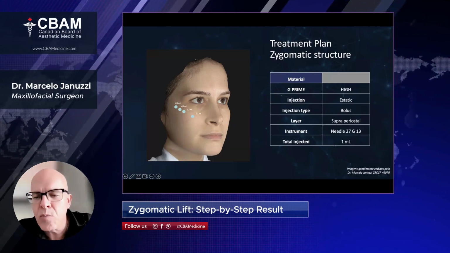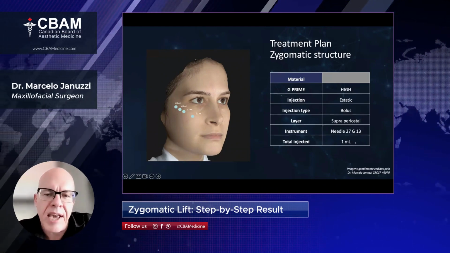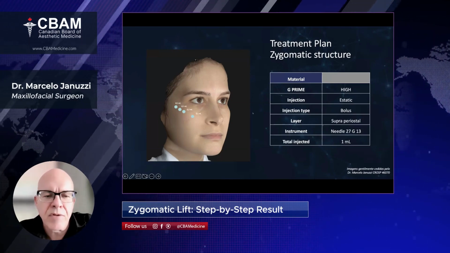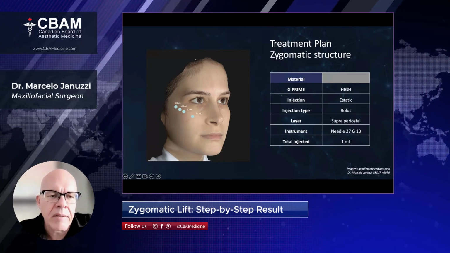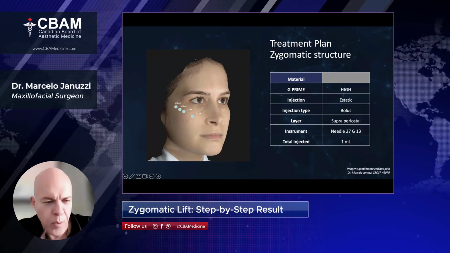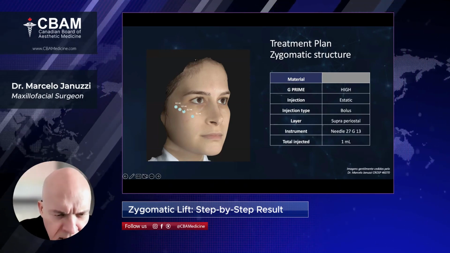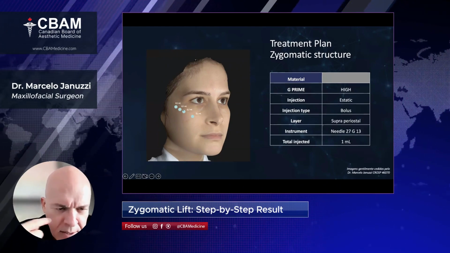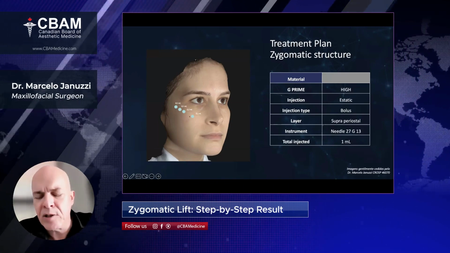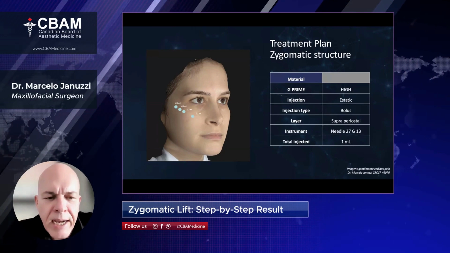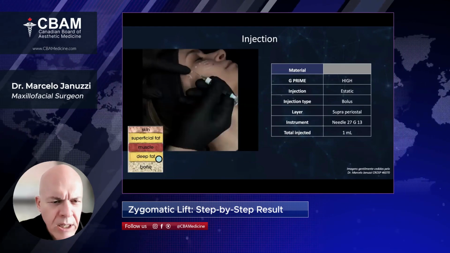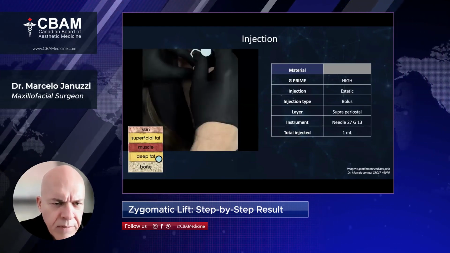And I will divide 1 milliliter of hyaluronic acid of high G prime, half to the right side and half to the left side. And I plan to put 1, 2, 3 little boluses here: 0.1 ml, 0.2 ml, the middle one, and 0.1 ml in the lateral aspect of the maxilla, to project this maxillary bone.